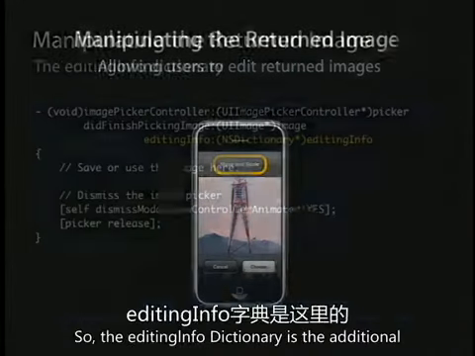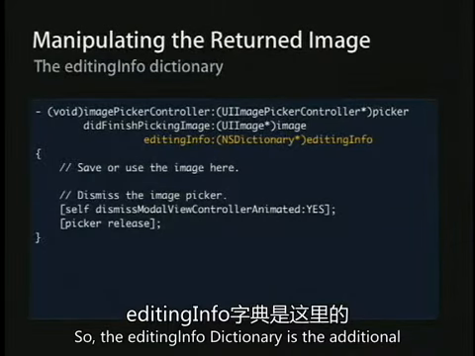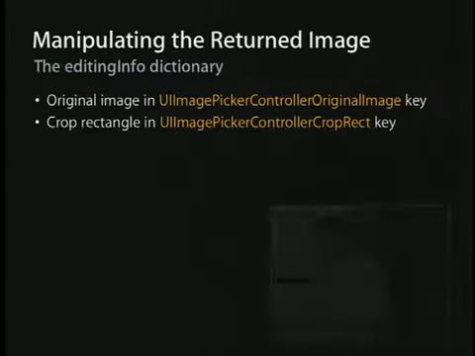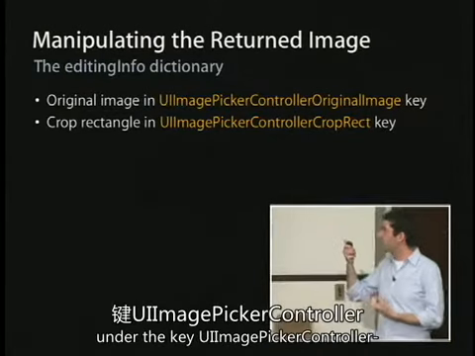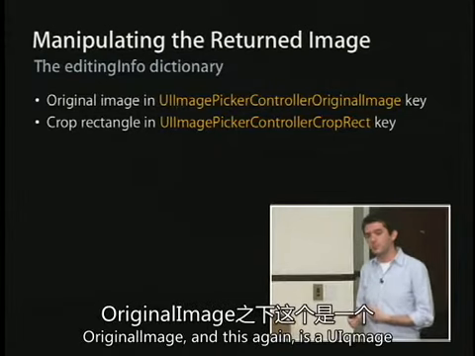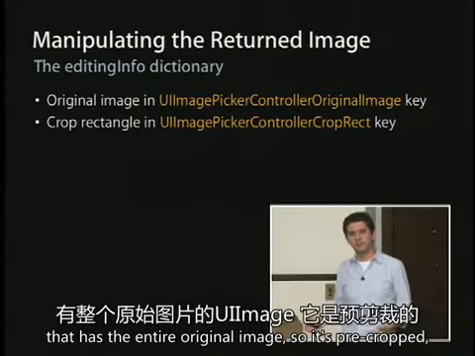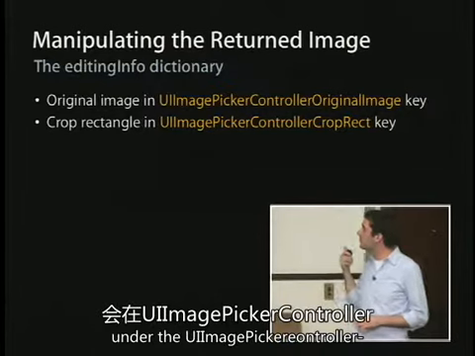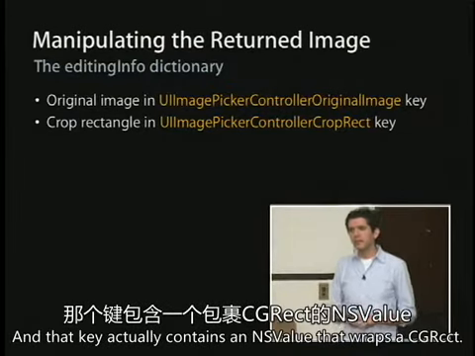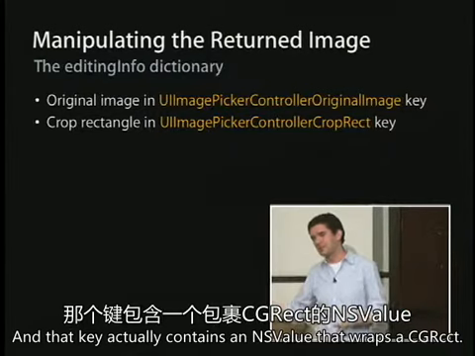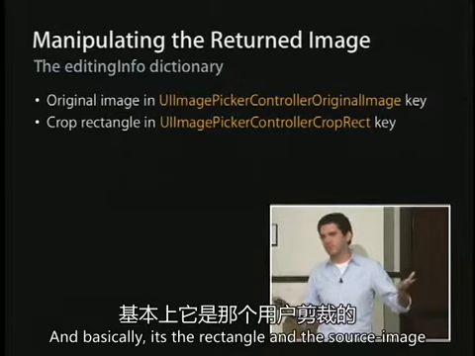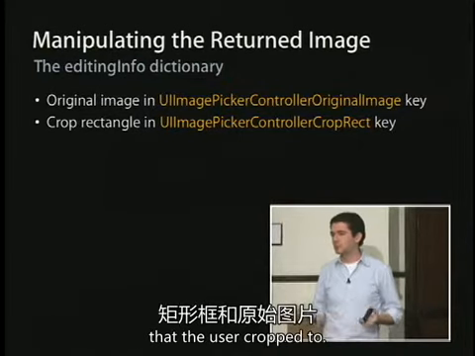So yeah, that's going to look like this. We already saw that picture. So the editing info dictionary is that additional property there. There's actually two keys. The original image is going to be under the key UI image picker controller original image. And this, again, is a UI image that has the entire original image. So it's pre-cropped. It's the entirety of the image. And then the second thing is the crop rectangle, which will be under the UI image picker controller crop rect key. And that key actually contains an NS value that wraps a CG rect. So you can pull that out into a CG rect. And basically, it's the rectangle in the source image that the user cropped to.